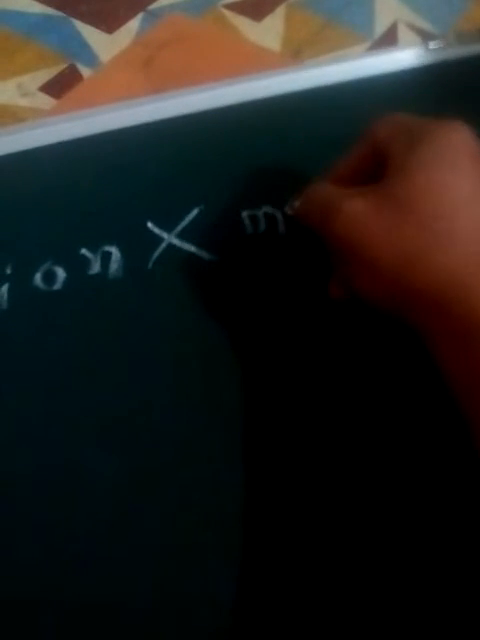Before we go on, let us understand that division is the opposite operation of multiplication. What do we mean by that? Let us take a few examples.